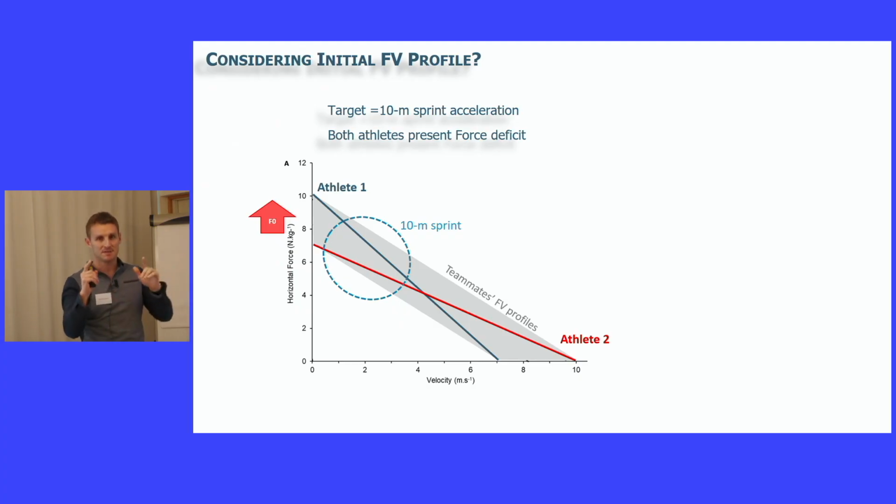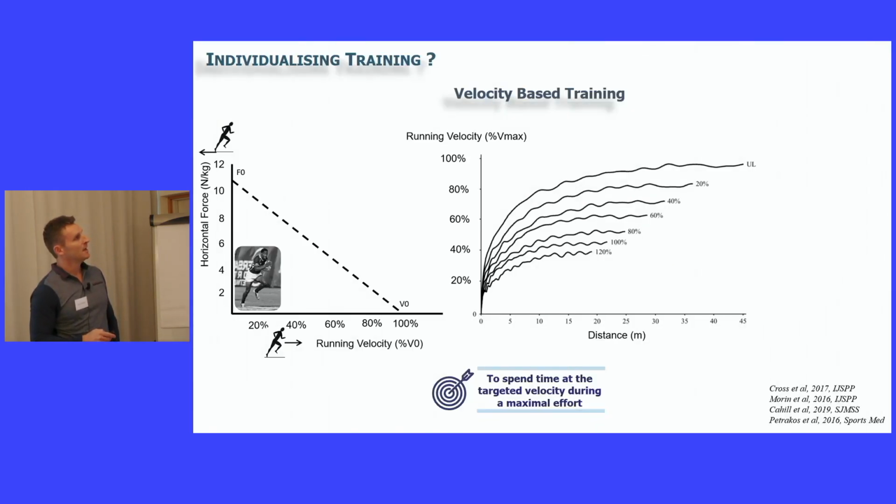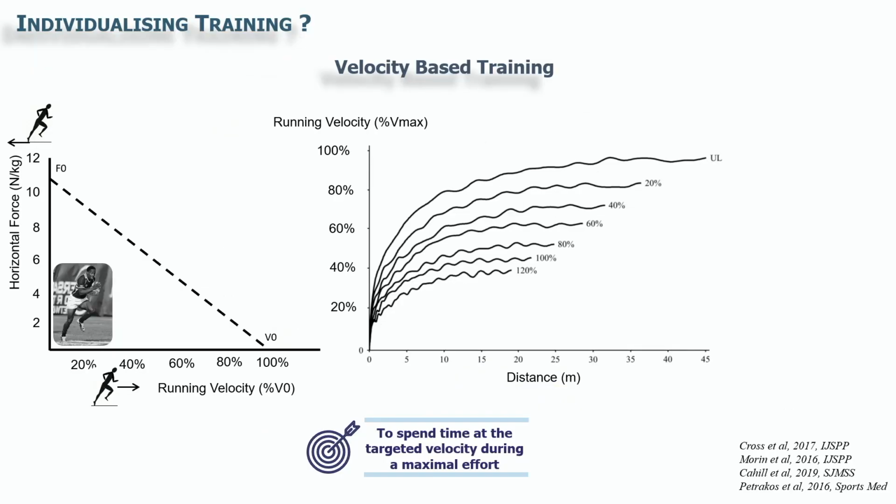Okay, so maybe it's not so easy: the optimal profile is not necessarily what you should train to reach the optimal power. You also have to consider the potential room of improvement for the athletes. I think Johan will talk to you about that and have some data to support this view. He will present it just after. And my last slide is about how to train that, which will be the topic of Johan's presentation just after this one.